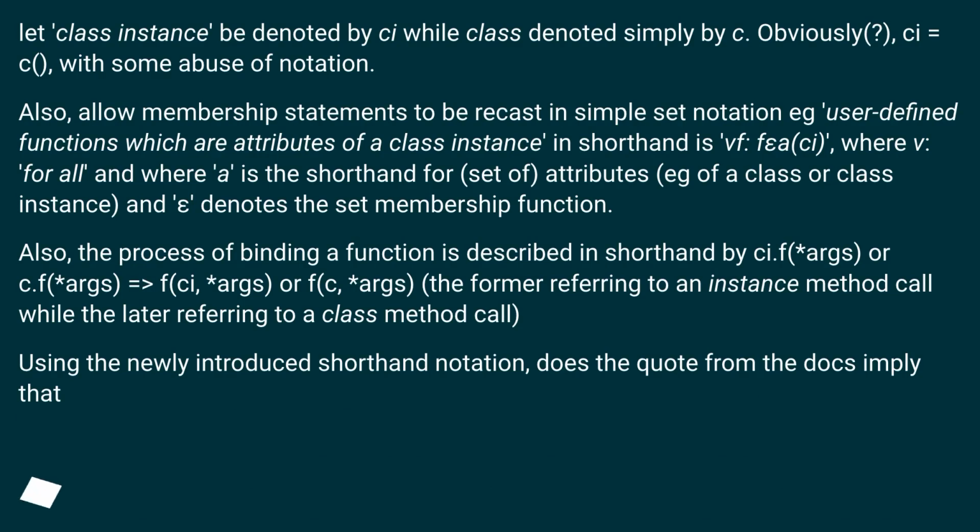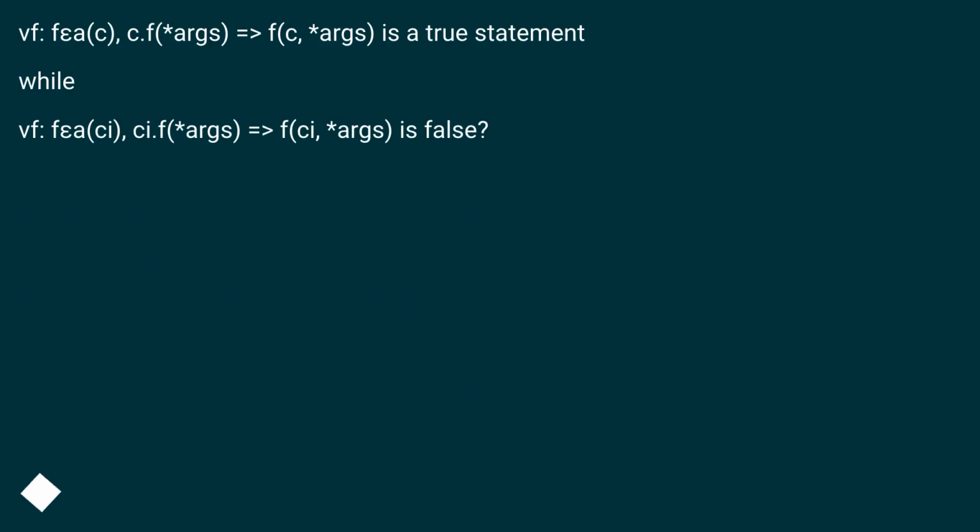Also, the process of binding a function is described in shorthand by c.f(args) equals f(c, args), or C.f(args) equals f(C, args), the former referring to an instance method call while the latter referring to a class method call. Using the newly introduced shorthand notation, does the quote from the docs imply that for all f, f epsilon c, c.f(args) equals f(c, args) is a true statement? Wow! For all f, f epsilon c, c.f(args) equals f(c, args) is false?